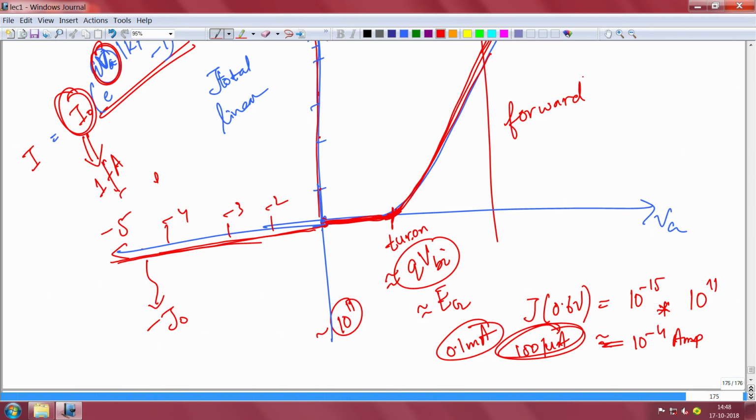This is called rectifying behavior. The PN junction diode can behave as a rectifier, because in one direction it can lead to a large current, in the opposite direction it will lead to a negligibly small current. That is called rectification, when a diode or a device allows current to flow in one direction, but does not allow current to flow in another direction. So, a PN junction diode can behave as a rectifier, and this is what is very obvious from this expression and the mathematical analysis.